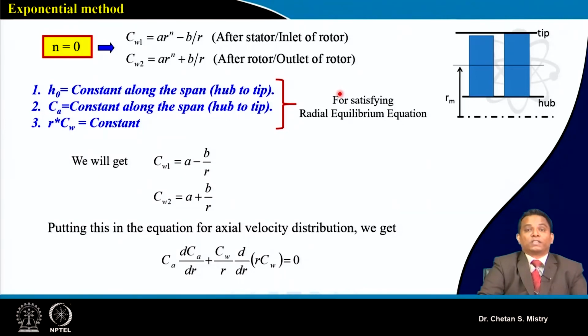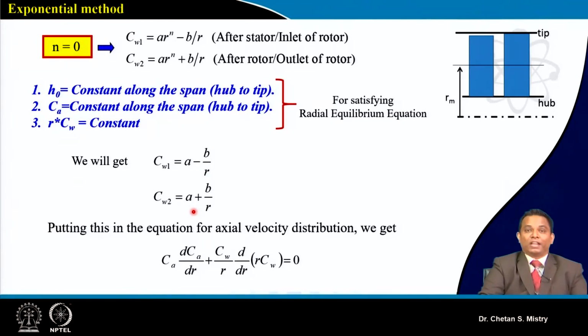If you recall, I was discussing that if we know two of the parameters, then it will be possible for us to calculate the third parameter. That is also one of the ways to use our radial equilibrium equation. So in this case, we are assuming our whirl component varies by a certain proportion, by this equation. If I put n equal to 0, my Cw1 and Cw2 I can write down as A minus B by R and A plus B by R.